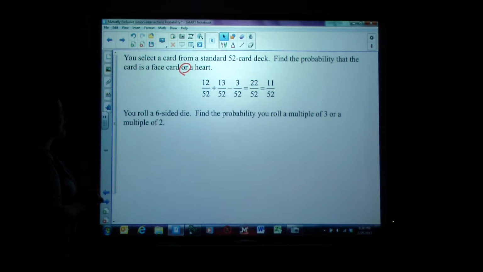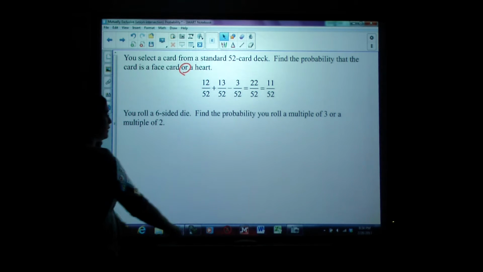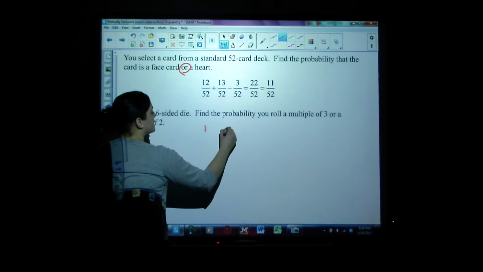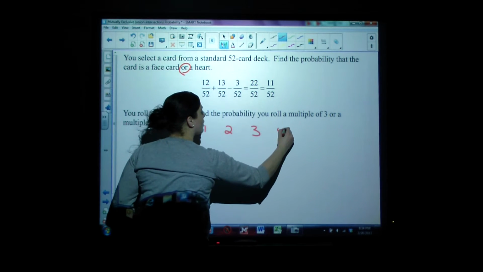All right, let's try one more with the rolling of the die. It says find the probability you will roll a multiple of 3 or a multiple of 2. So let's list our sample space again here.